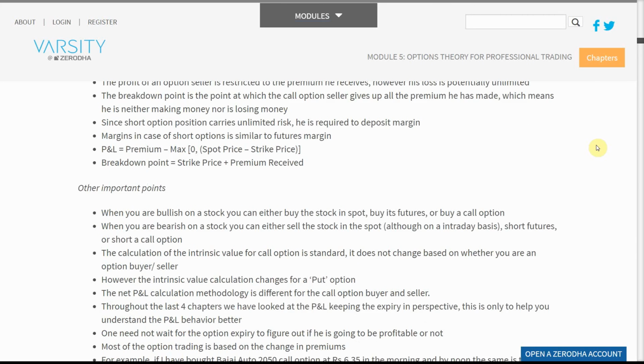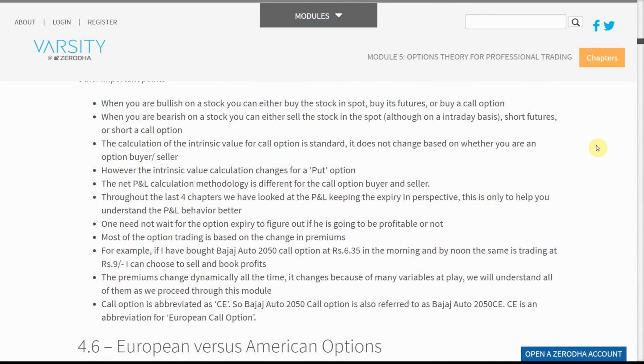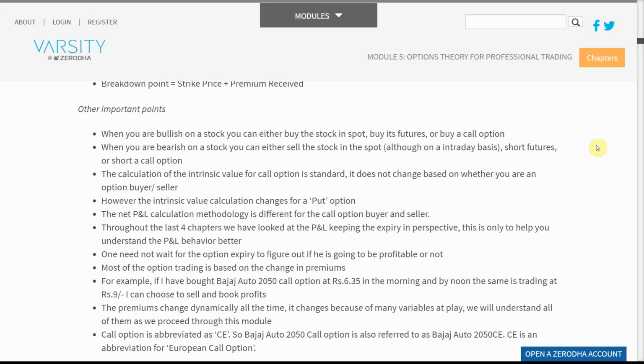Other important points. When you are bullish on a stock, you can either buy the stock in spot, buy its futures, or buy a call option. When you are bearish on a stock, you can either sell the stock in the spot, although on an intraday basis, short futures, or short a call option. The calculation of the intrinsic value for a call option is standard. It does not change based on whether you are an option buyer or seller. However, the intrinsic value calculation changes for a put option. The net P&L calculation methodology is different for the call option buyer and seller.